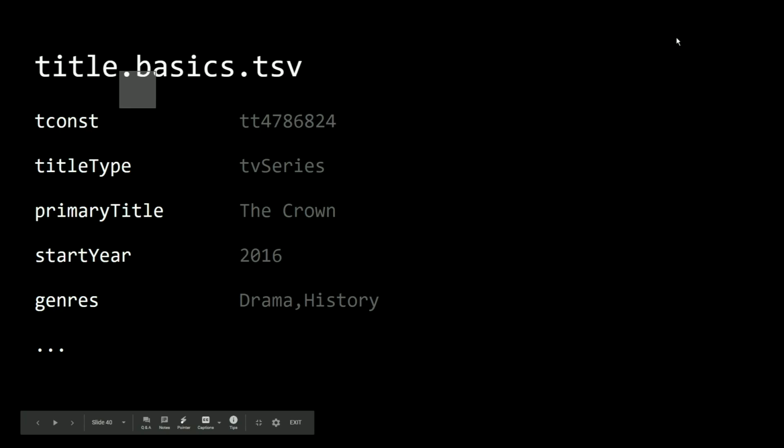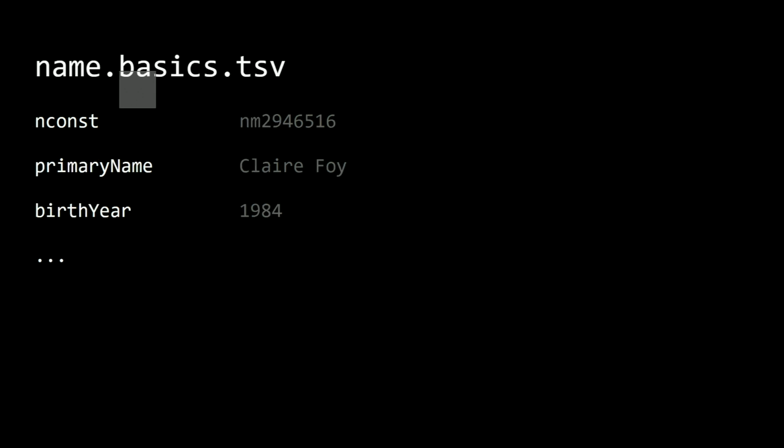So it turns out, besides the file called title.basics.tsv, imdb.com makes a bunch of others available to us as well. There's one called name.basics.tsv. And this is one that has information on all of the names of actors and actresses and directors and writers and other people in the world. So for instance, there is an nconst, which is like a name constant or an ID, NM2946516, which happens to belong to the actor whose primary name is Claire Foy, the star of The Crown. She was born in 1984. And there's some other fields in that file as well.